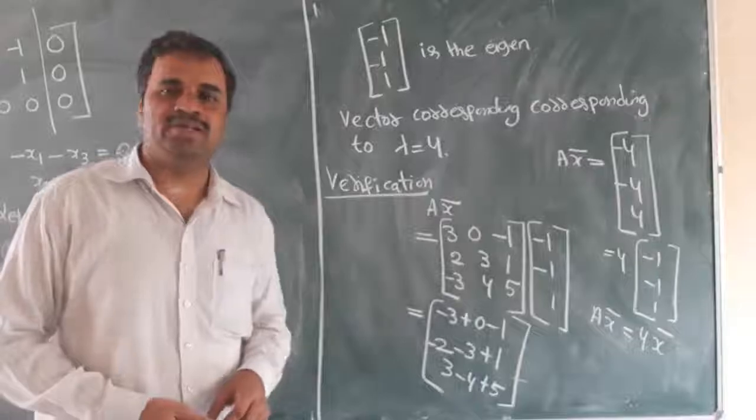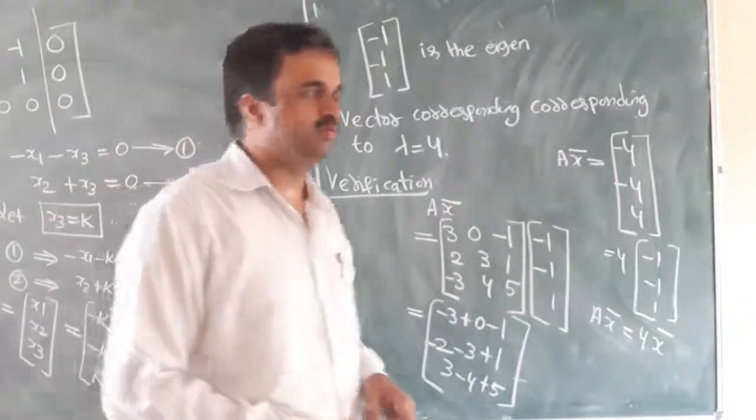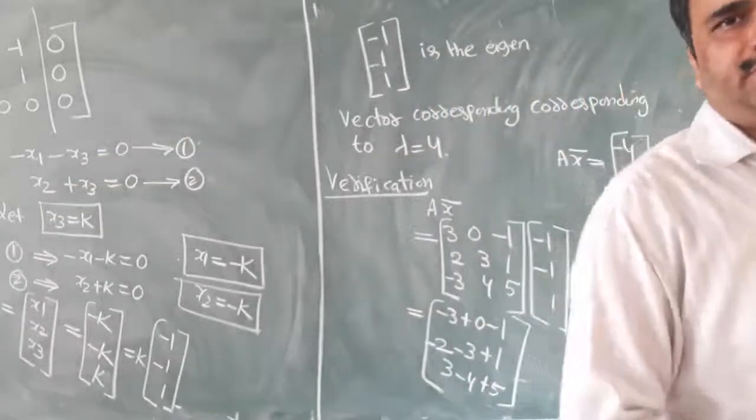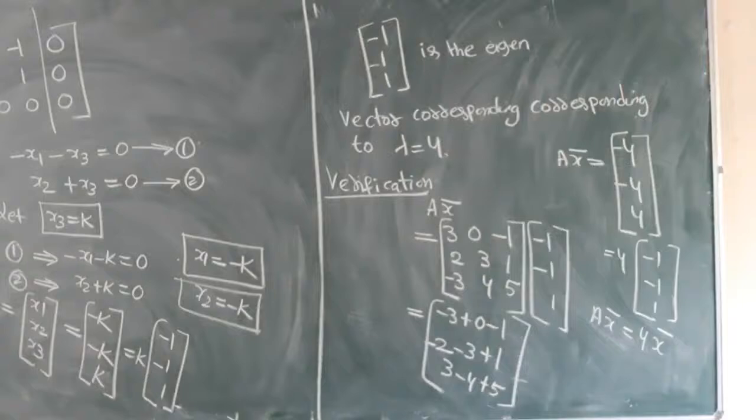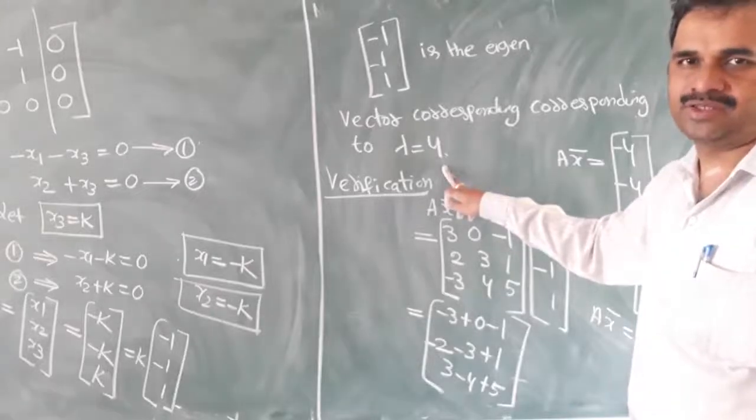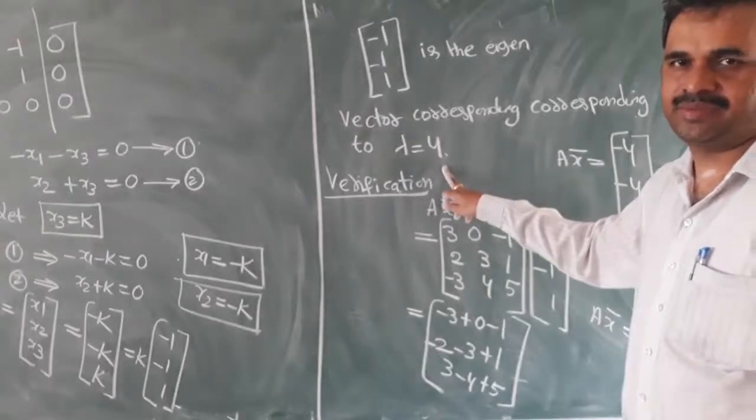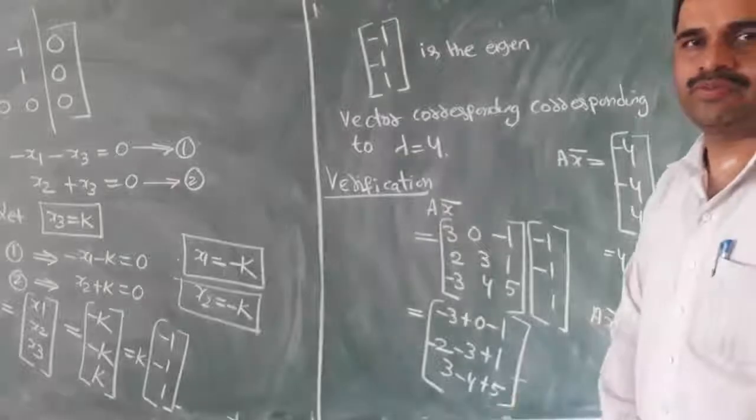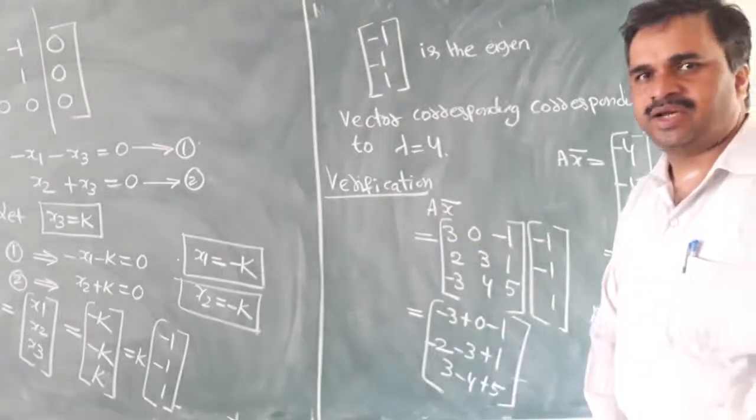Therefore Ax bar is equal to lambda x bar. That's all. Copy it. Very simple process. Lambda equal to 4 is already given, and the vector also is given. Matrix A is given. Simply we have to find the eigenvector.